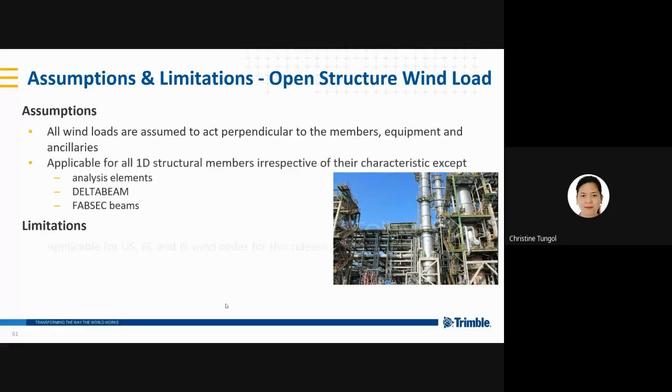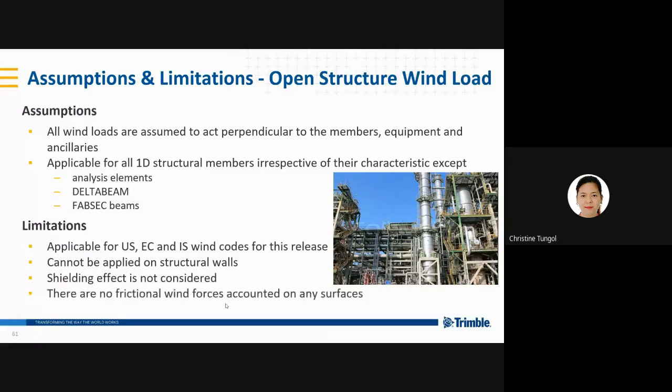The assumptions are that all winds are assumed to act perpendicular to the members, equipment, and ancillaries, and it is applicable for all 1D structural members irrespective of their characteristics, except for the analysis element, the Delta beam, and the Fabsec beam. The limitations are that it is applicable only for US, EC, and IS wind codes for this 2021 release and cannot be applied on structural walls. Shielding effect is not considered, and no frictional wind forces are accounted for on any surfaces.